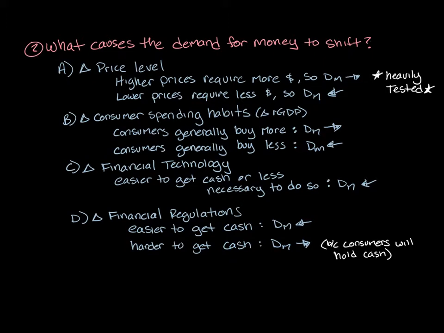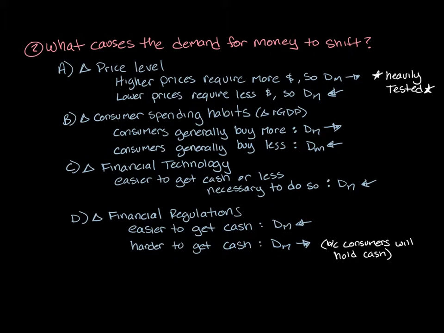Other ones that occasionally come up, one will be changes in consumer spending habits, and this will sometimes be framed as changes in GDP. It could be framed as changes in consumer confidence, bringing in future expectations there. However they choose to phrase the question, basically when consumers want to go out and buy more things, they require more money with which to make those transactions. And so we'll see rightward shifts in the demand for money when consumers want to buy more stuff for whatever reason, and leftward shifts in the demand for money when consumers want to buy less stuff for whatever reason, like consumer confidence is low or our GDP is falling or something like that.